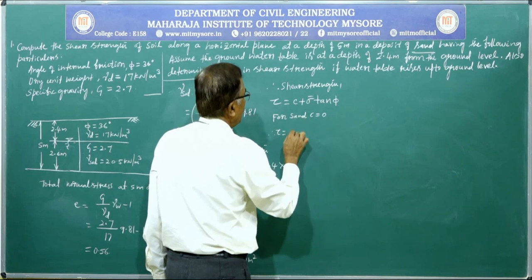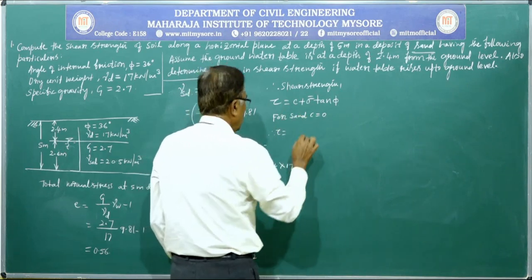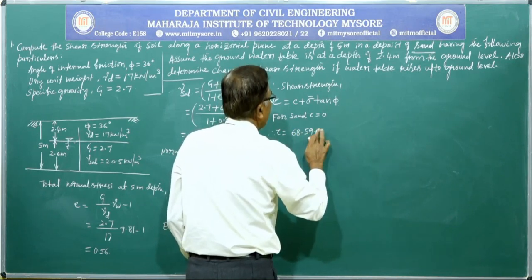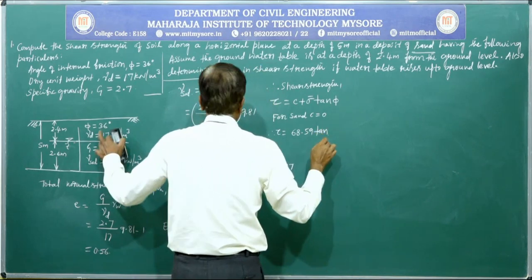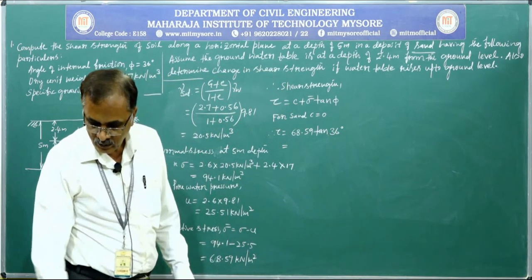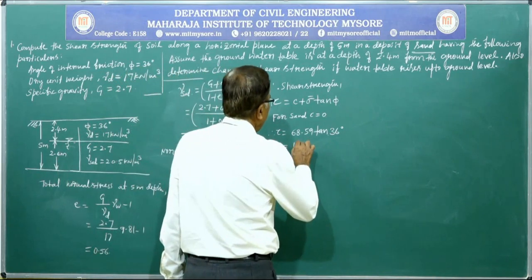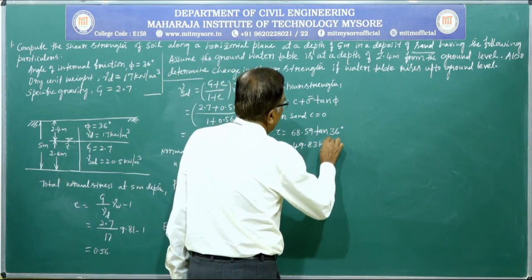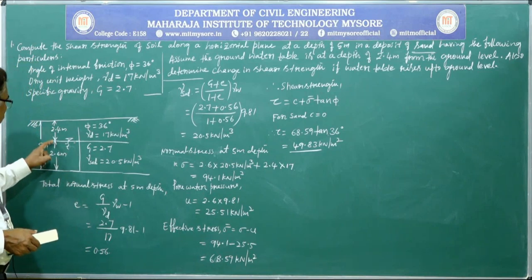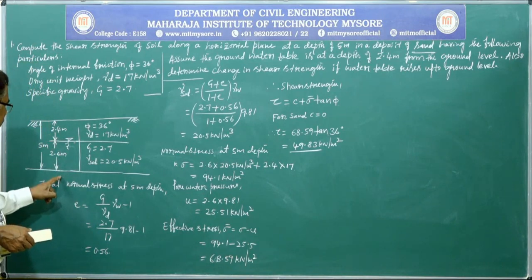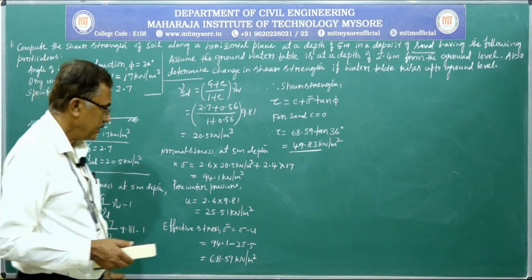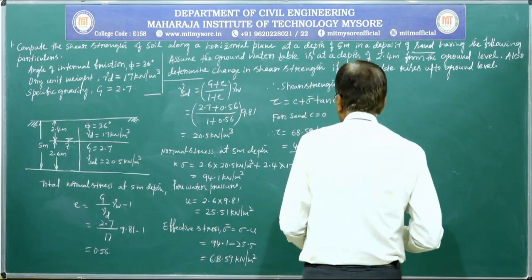Therefore, tau is equal to sigma bar, 68.59 into tan of 36 degree, that is equal to 49.83 kilonewton per meter square. This is when water table is at the depth of 2.4 meter below ground level, effective stress we calculated. Therefore, shear strength at a depth of 5 meter is equal to 49.83 kilonewton per meter square.